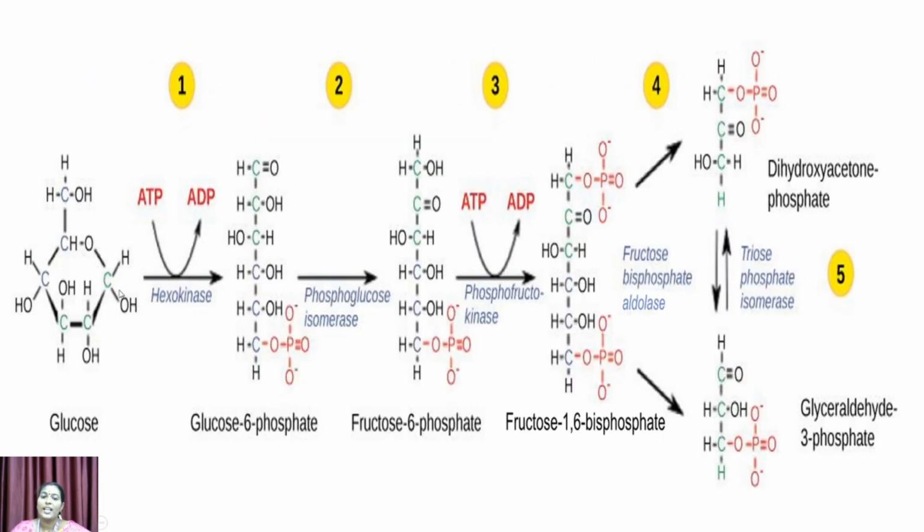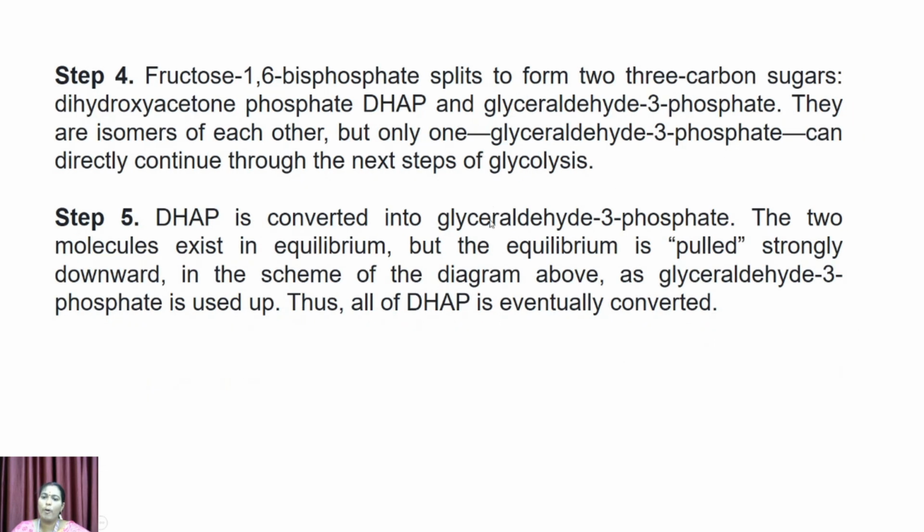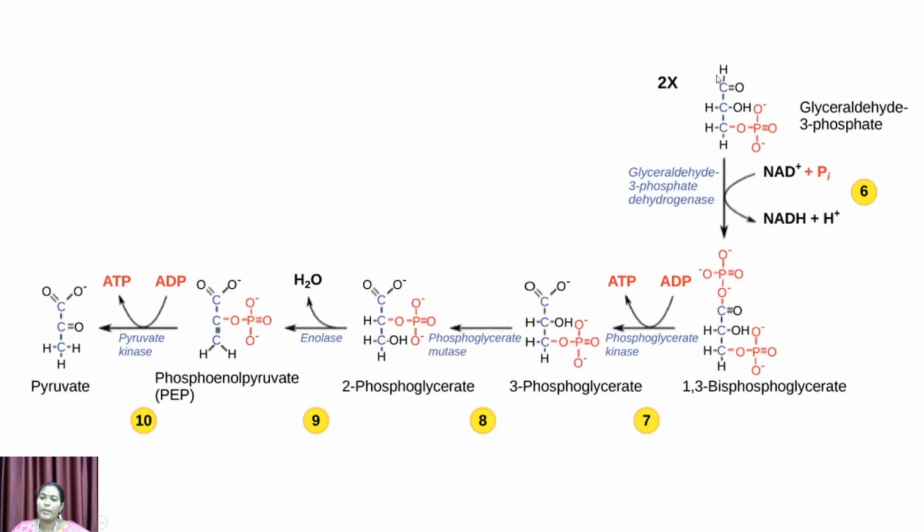NADH. These are the chemical structures: glucose 6-phosphate, fructose 6-phosphate, fructose 1,6-bisphosphate, dihydroxyacetone phosphate, glyceraldehyde 3-phosphate. Next, step 1, step 2, step 3, I told you. Step 4, step 5. These are the chemical reactions of the EMP pathway. Glyceraldehyde 3-phosphate is converted into 1,3-bisphosphoglycerate, 3-phosphoglycerate, 2-phosphoglycerate. Phosphoenol pyruvate, then the last step, pyruvate. So pyruvate is converted into the Krebs cycle.